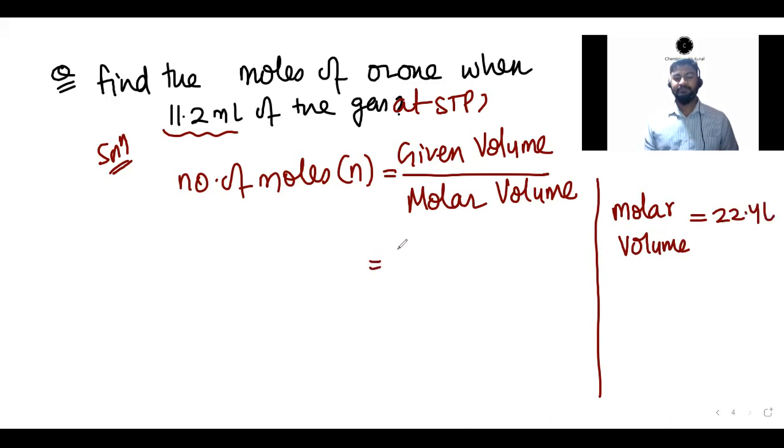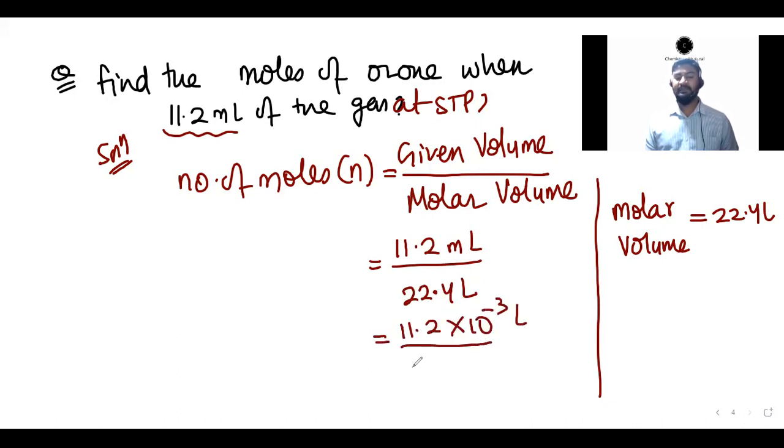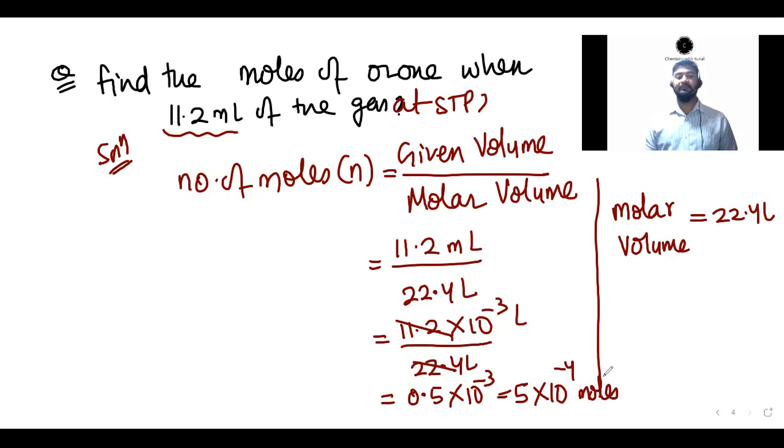So what's the given volume? 11.2 milliliters. What's the molar volume? 22.4 liters. So convert this into liters. 11.2 into 10 to the power minus 3 liters divided by 22.4 liters. Cancel it out. It will be 0.5 into 10 to the power minus 3 moles, or 5 into 10 to the power minus 4 moles. So this becomes the number of moles we can have for ozone. That's how we can solve this question.